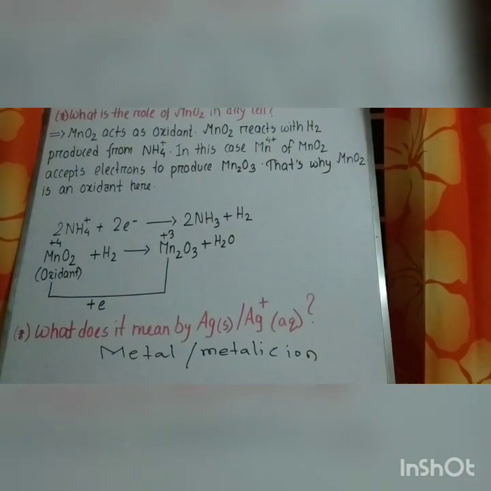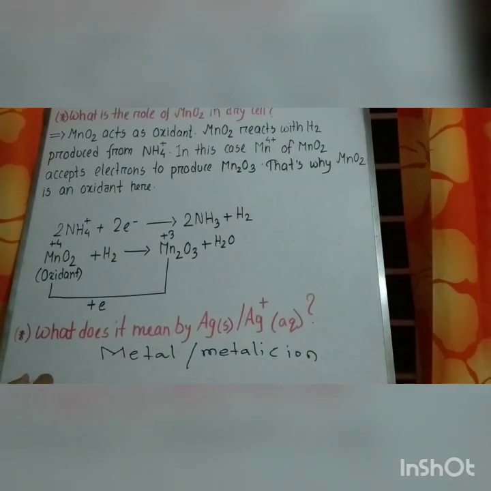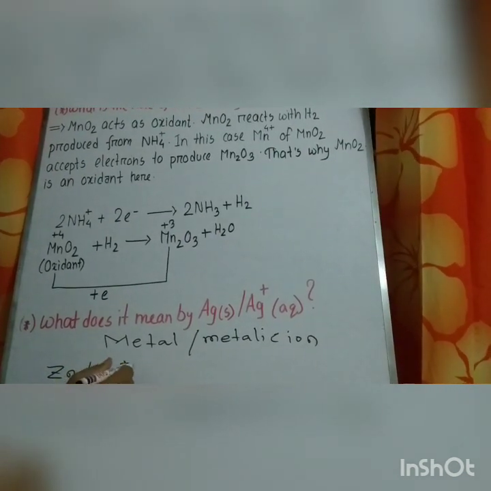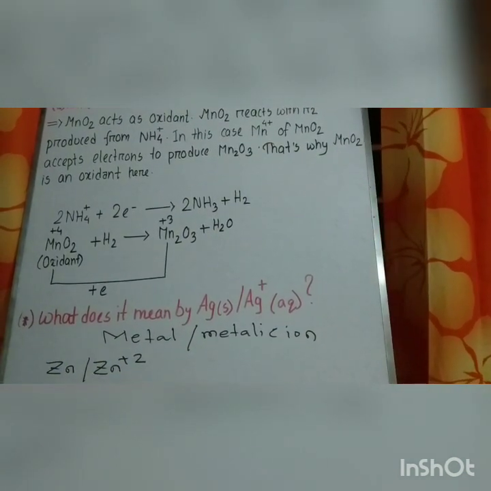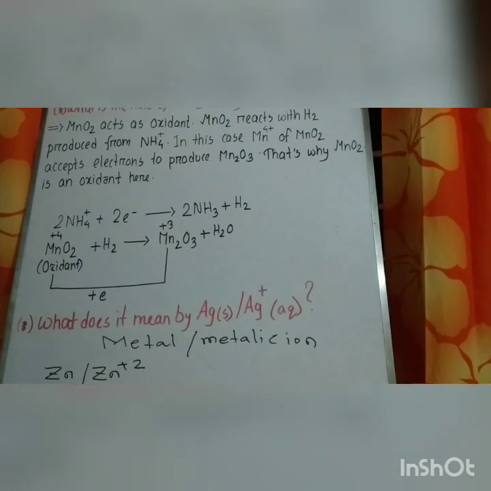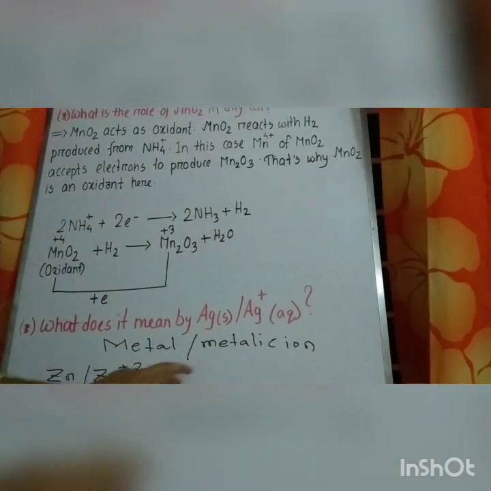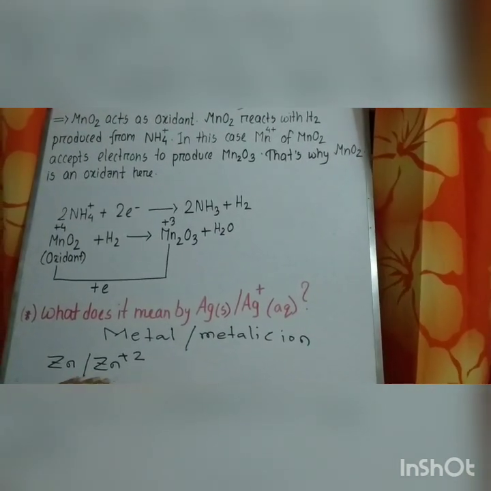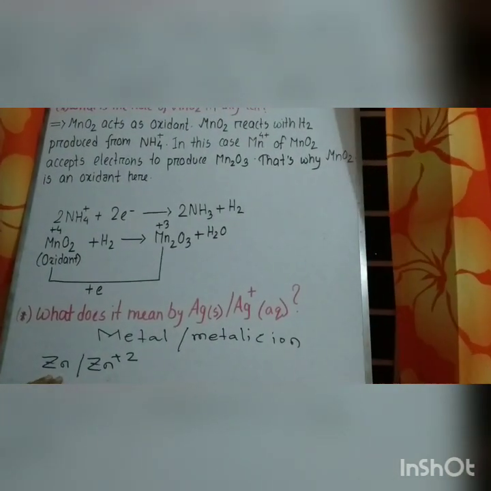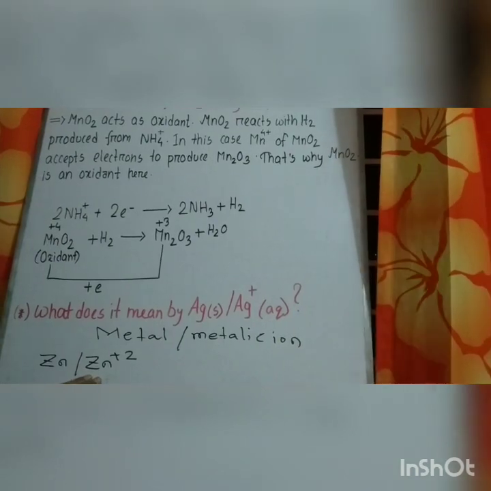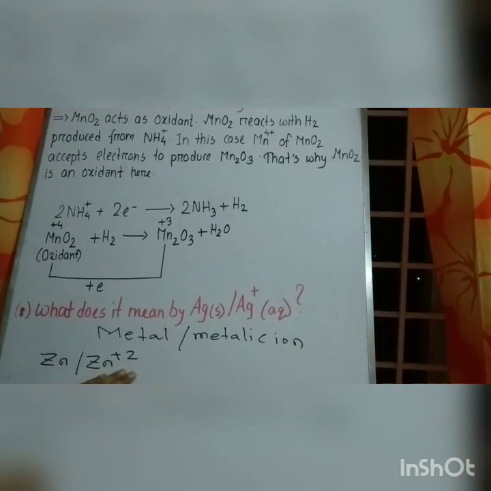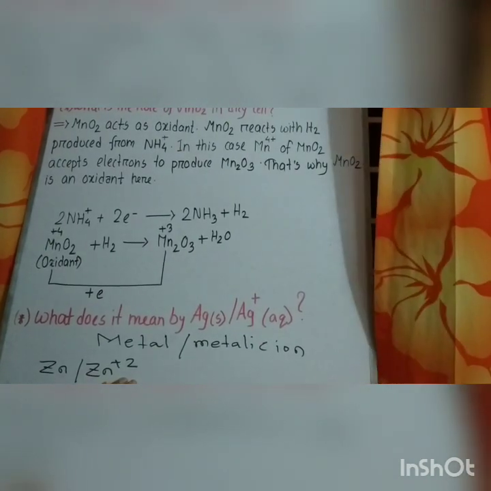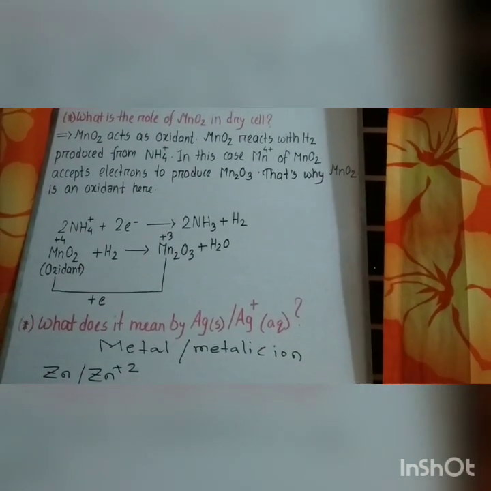Is that clear? Now, you tell me, what do you mean by zinc +2 ion? Same. It means metallic ion. Here, each zinc atom is donating 2 electrons, and after donating 2 electrons, it is converted into zinc ion. That means oxidation took place over here. That means it is the anode electrode.